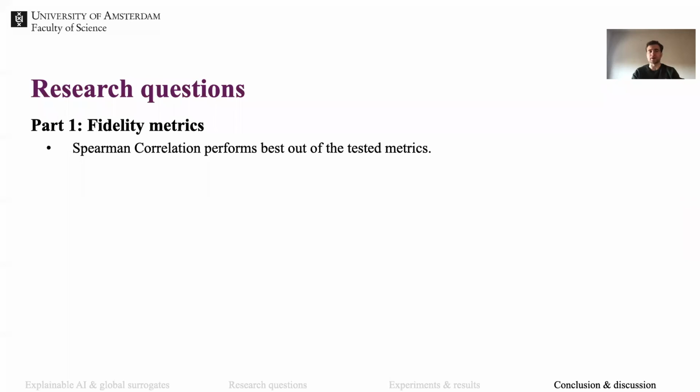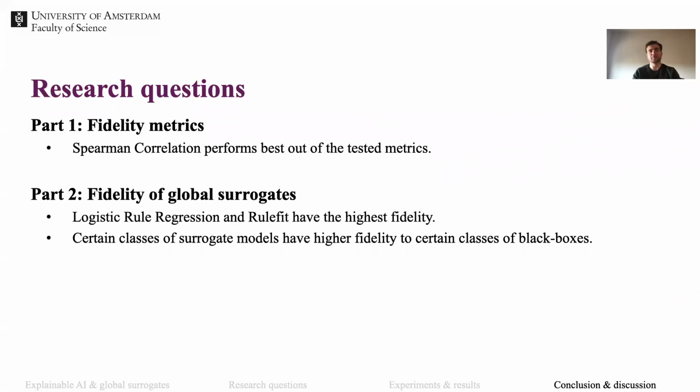Let's first summarize our answers to our research questions. In the first part, we show that Spearman correlation appears to be the best metric to measure the fidelity of surrogates. For the fidelity of surrogates, we see that in general, the rule ensembles named rule fit and logistic rule regression perform best. We also see that the best performing surrogate depends quite heavily on the type of black box. For example, on random forest, decision trees perform particularly well, while on neural networks, logistic regression does relatively well.